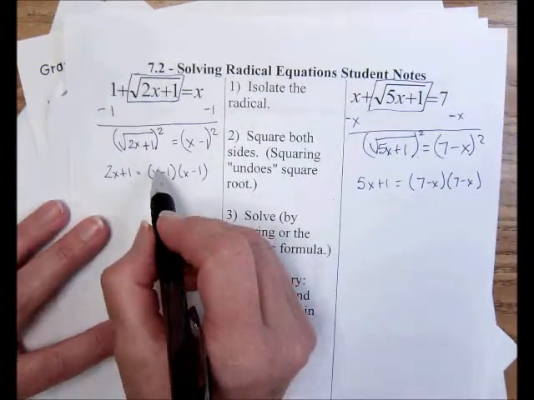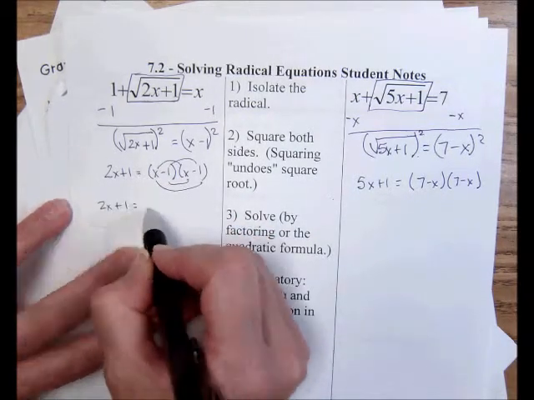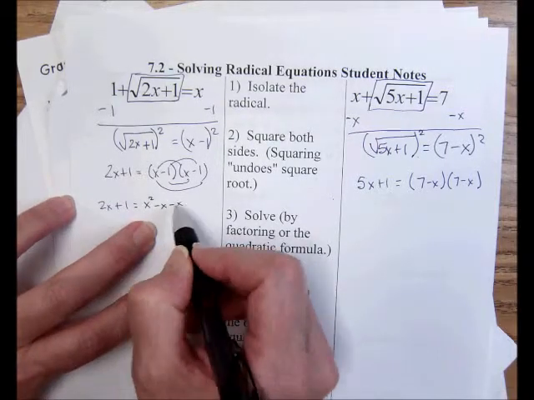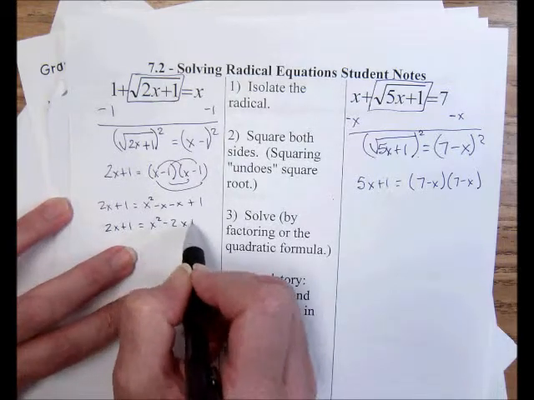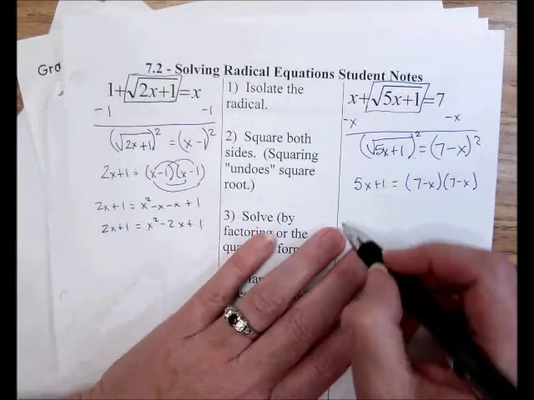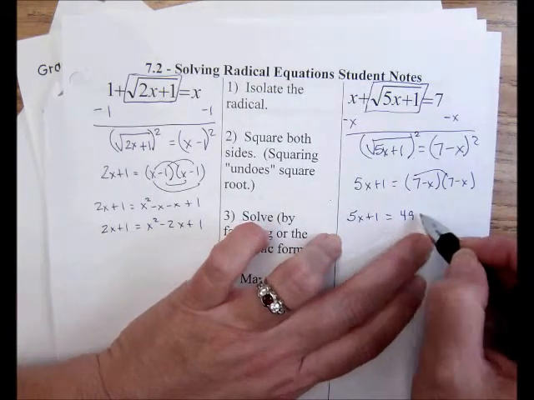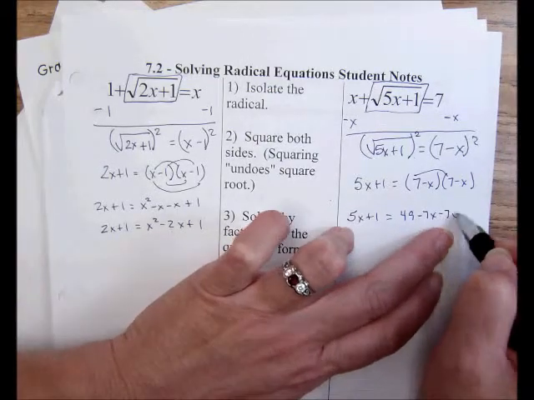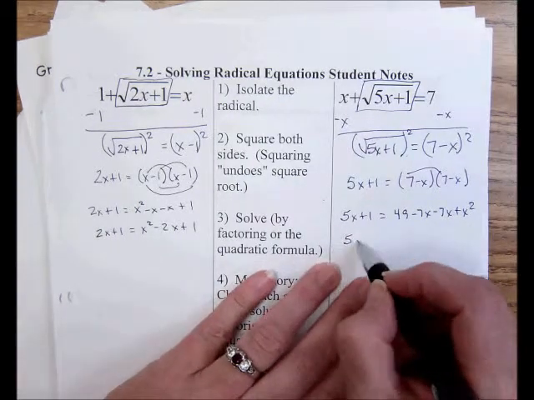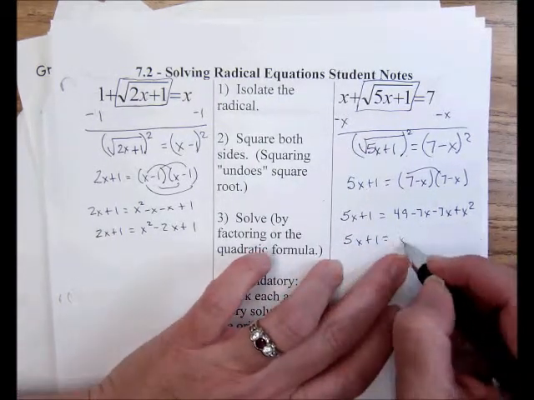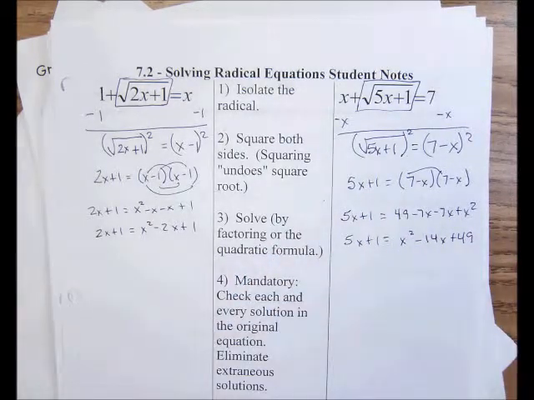Now, from this point, I'm going to FOIL, and it becomes 2x plus 1 is equal to x squared minus x plus 1. So I'm going to simplify. And over here on the right side, I do the same thing. I do 49 minus 7x plus x squared. Then I'm going to combine like terms, and I'm also going to write it in standard form, because that makes a little bit more sense to me that way.